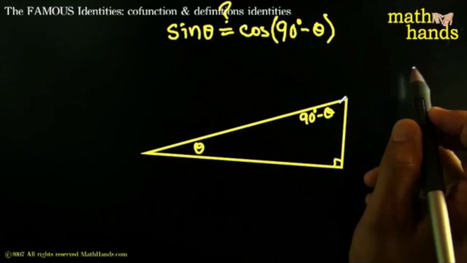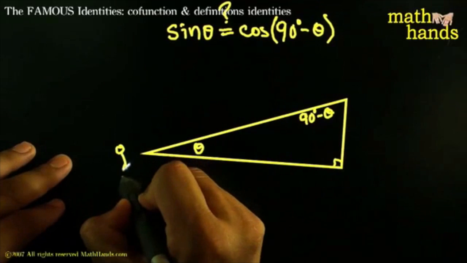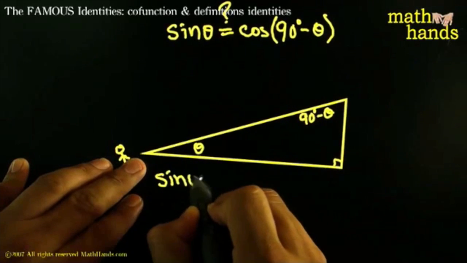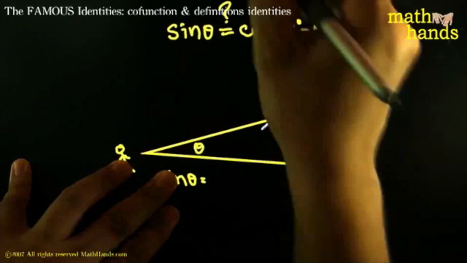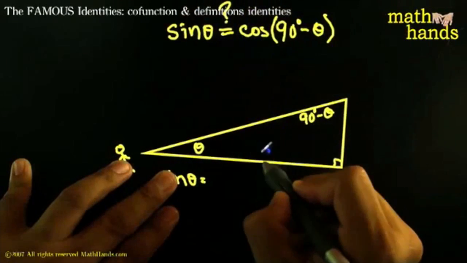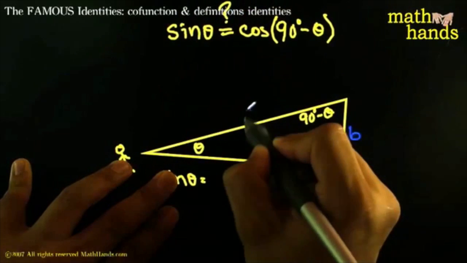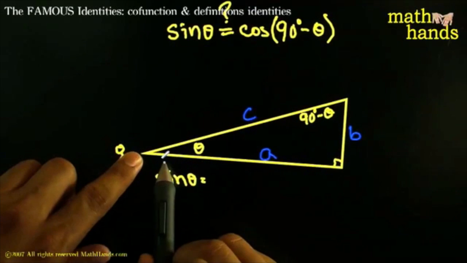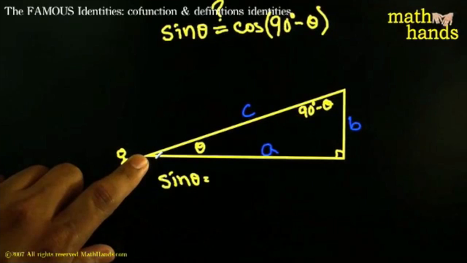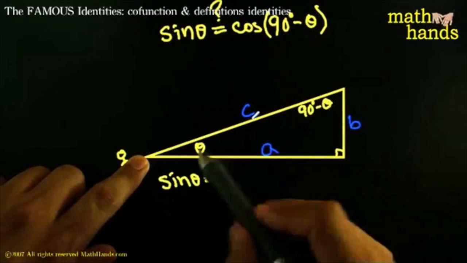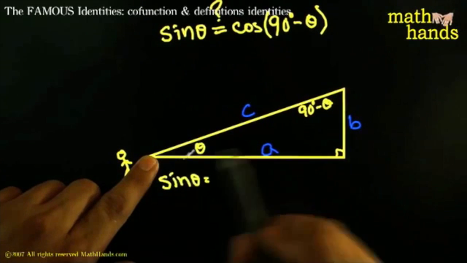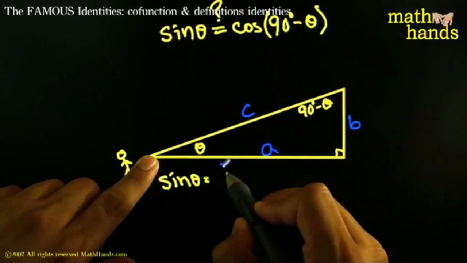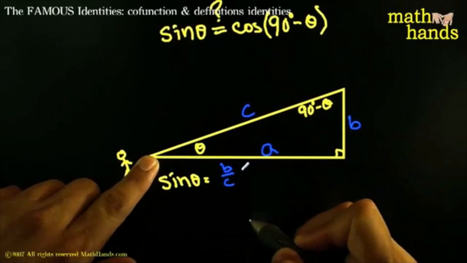Now, let's look at it. From this point of view, from the theta point of view, you can read off by definition, let's just call these something. Let's call this side A, let's call this one B, and let's call this one C. Now, from this point of view, you could read the sine theta, which is by definition a ratio of some of these sides. Which ratio does sine theta describe? Opposite over hypotenuse. So this would be B over C.